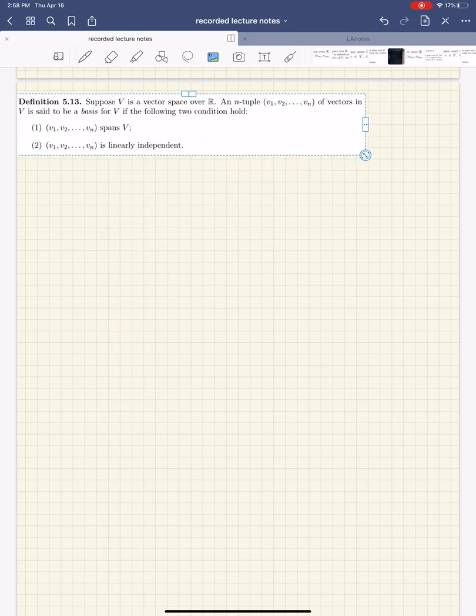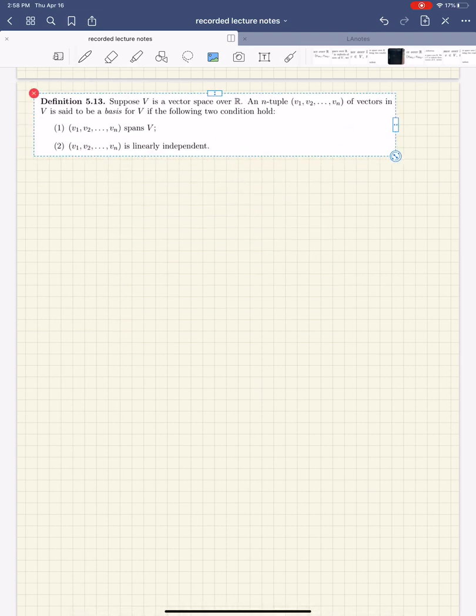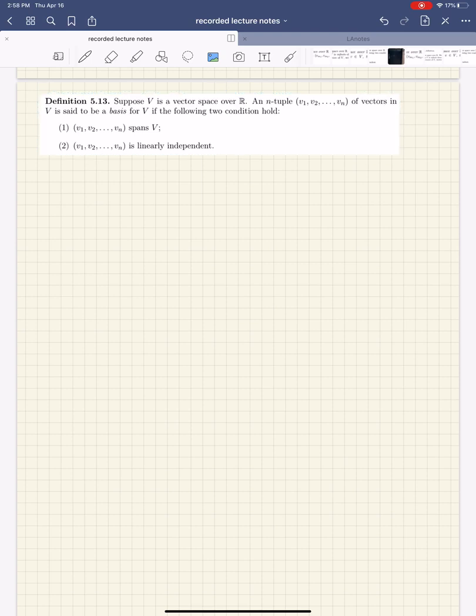Okay, before we go any further, let us give tuples that are linearly independent and spanning sets a name, because this is a very important tuple. And so we're going to call these things bases. So a tuple of vectors in a vector space V is said to be a basis if it spans the vector space and on top of it, it's linearly independent. So let us start out by giving some examples.